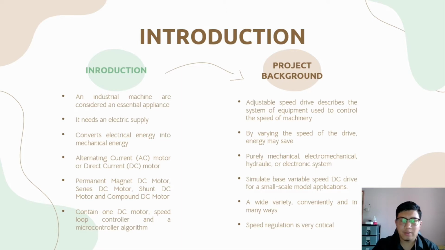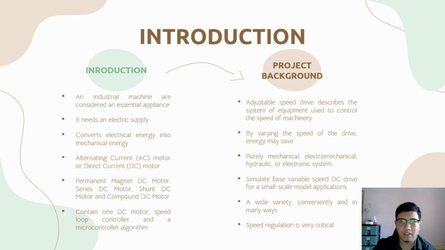Adjustable speed drive or variable speed drive describes the system of equipment used to control the speed of machinery, where speeds may be selected from several different preset ranges. Usually the drive is said to be adjustable speed. These types of speed drive may be purely mechanical, electromechanical, hydraulic, or electronic systems. In this project, we have to simulate a variable speed DC drive for a small-scale model application.